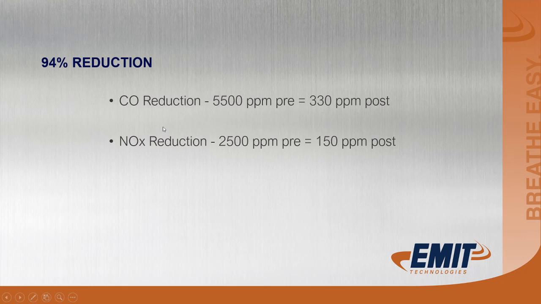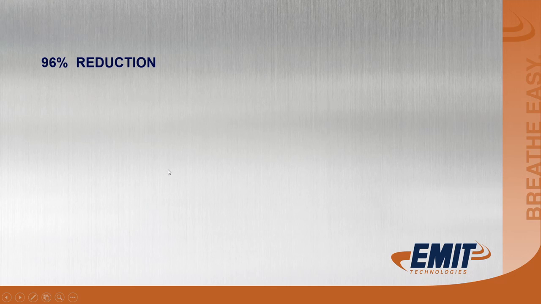Just a little demonstration of what can happen when you just blow a catalyst element out. 94% reduction. If you're at a 1 gram permit, you're going to be right on the cusp of not meeting. So if you went in at 5,500 ppm pre-catalyst, you'd be coming out at 330 post-catalyst. And 2500 pre on NOx, you'd be coming out about 150 ppm post at 94% reduction. Take that catalyst out, blow it out, and flip it around, and you could get a 96% reduction.